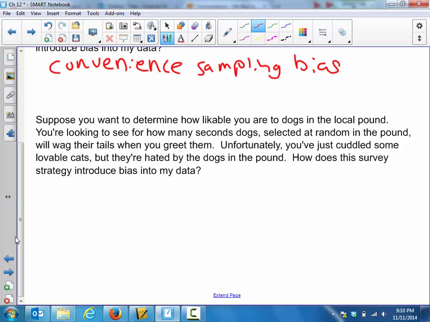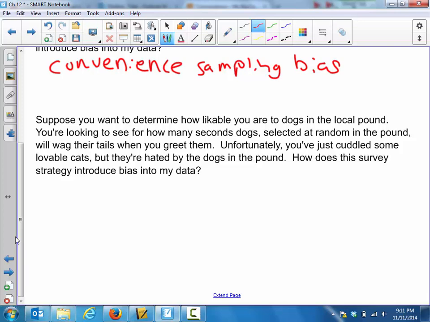All right, suppose you want to determine how likable you are to dogs in the local pound. You're looking to see for how many seconds dogs selected at random in the pound will wag their tails when you greet them. Forgot about this example. Unfortunately, you've just cuddled some lovable cats, but they're hated by the dogs in the pound. How does this survey strategy introduce bias into the data?